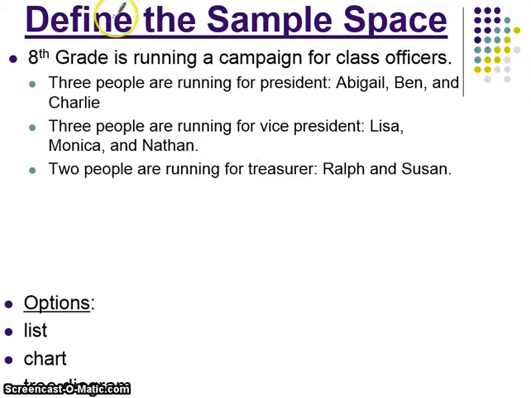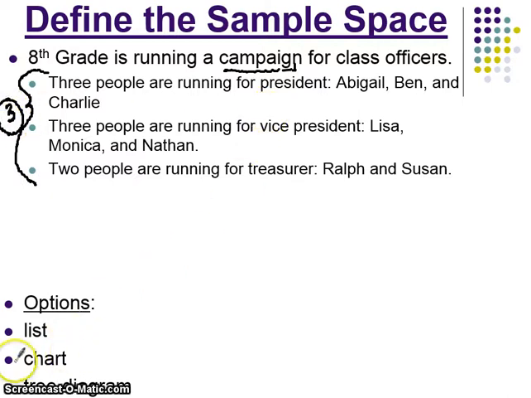For this example of defining the sample space, which means to show all the possible outcomes, we are going to be talking about a campaign for class officers. That's when you vote for your class officers. There are 3 people running for president: Abigail, Ben, and Charlie. 3 people are running for vice president: Lisa, Monica, and Nathan. 2 people are running for treasurer: Ralph and Susan. So you can see that there are 3 choices being made about the campaign for class officers.